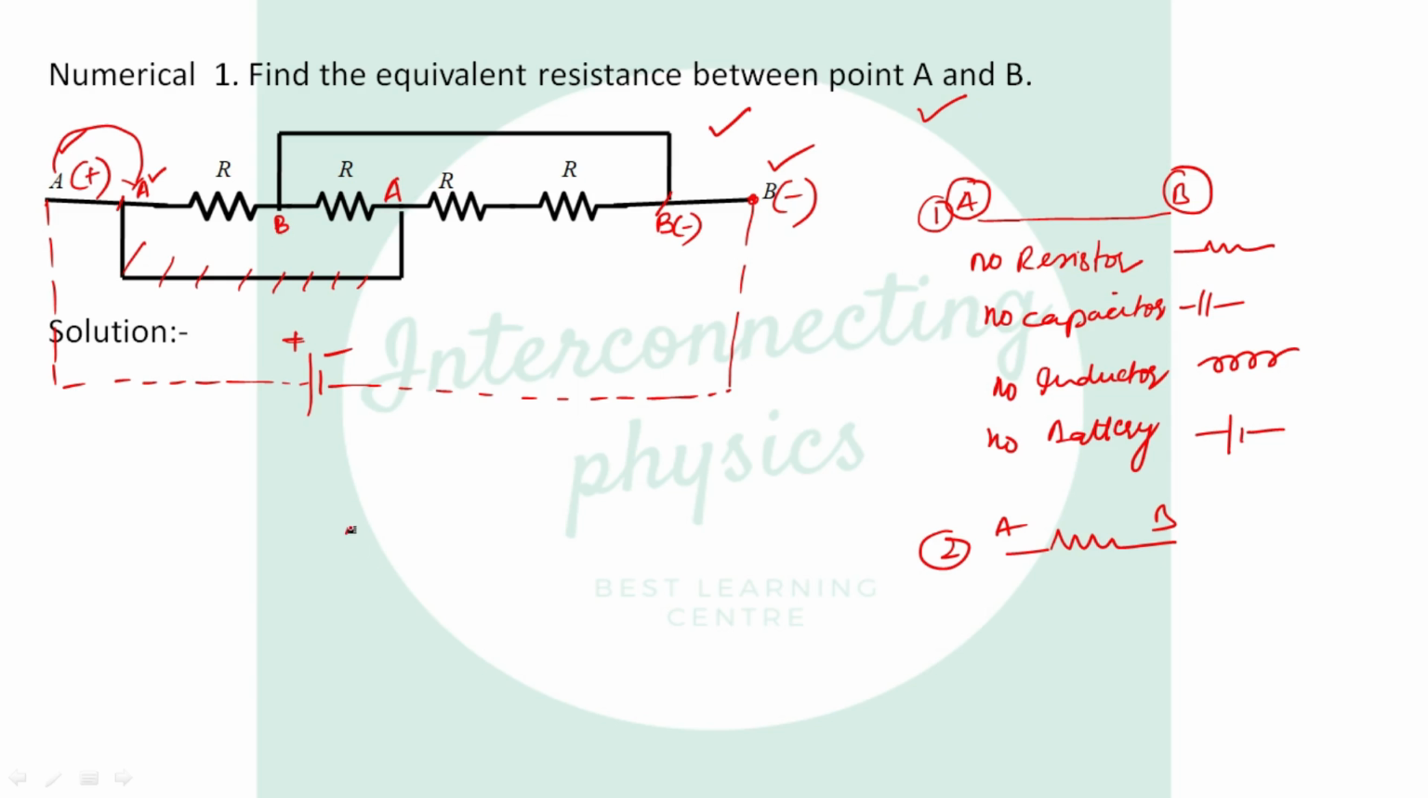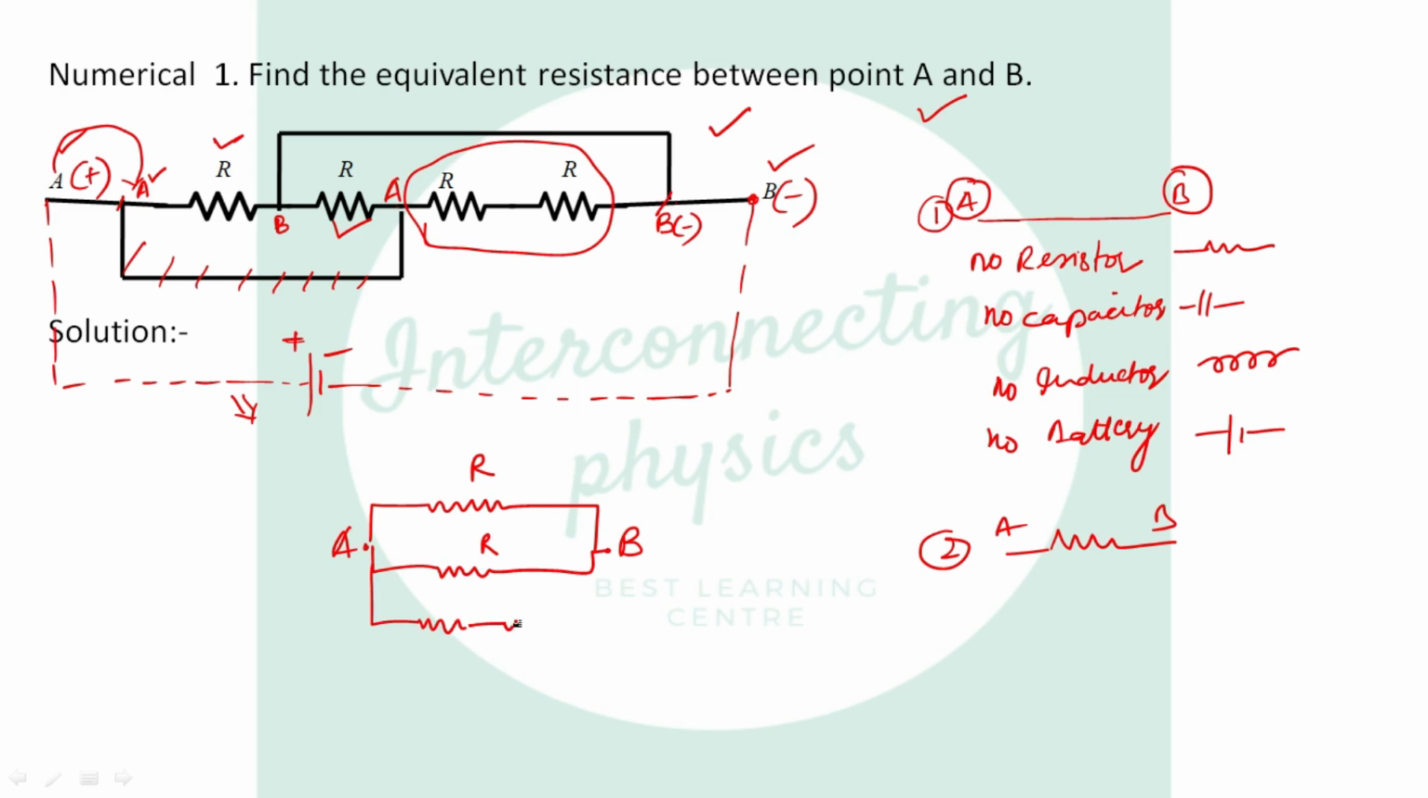So let us draw the equivalent diagram, point A and point B. From A to B, this R, from A to B, this R. Again from A to B, B to A or A to B, one and the same thing, this resistance, that is R. Again from A to B, we have two resistors which are in series, R and R. Again A to B, R, and A to B, two resistors which are in series.